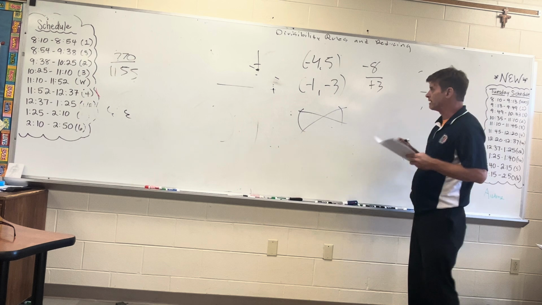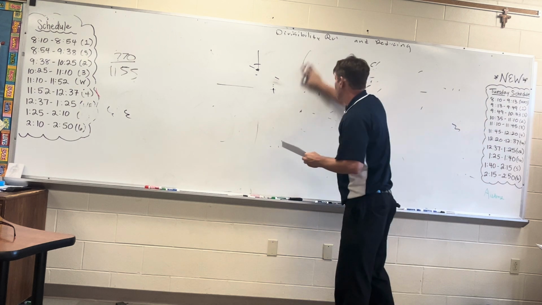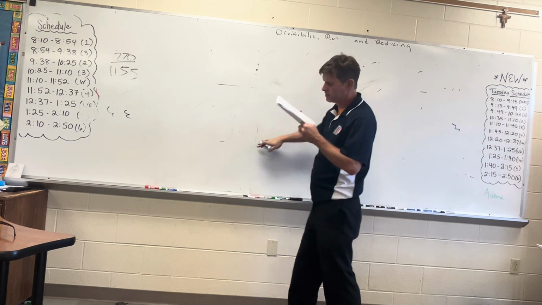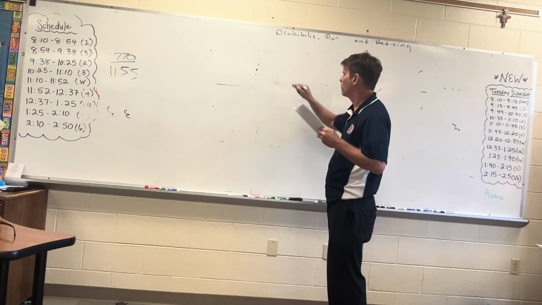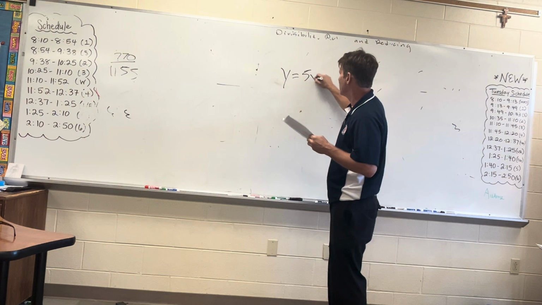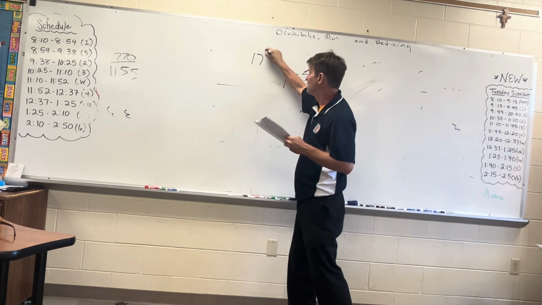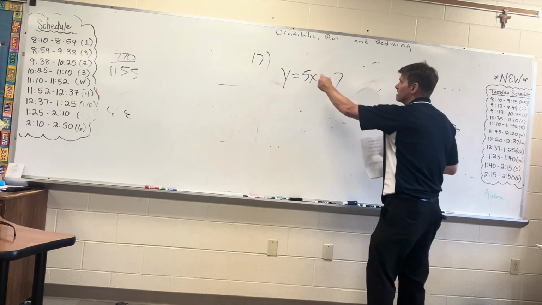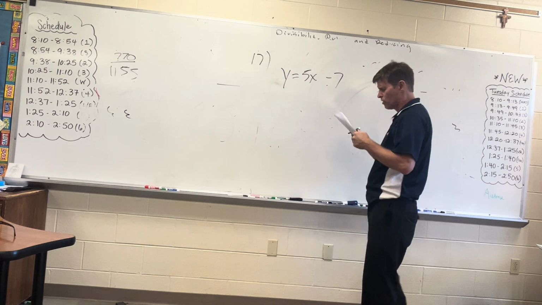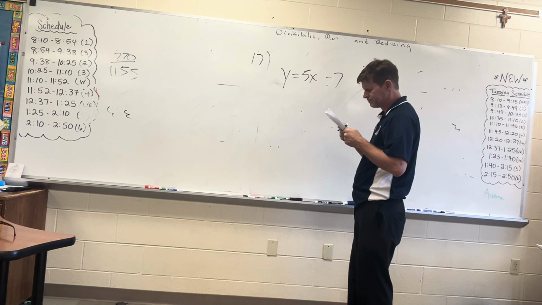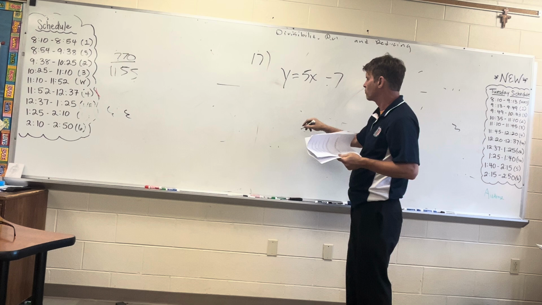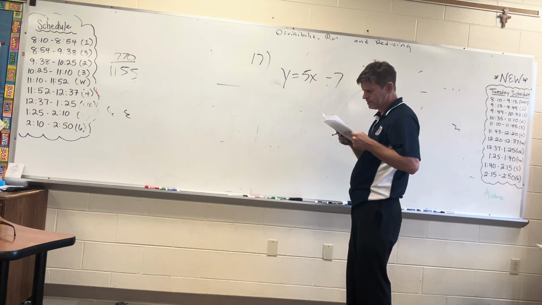Number 17, these questions are way too easy. What's the slope of the line that's parallel to y equals 5x minus 7? If it's parallel to that, it has to have the same slope. So the slope would be 5, or 5/1. So that's choice C.